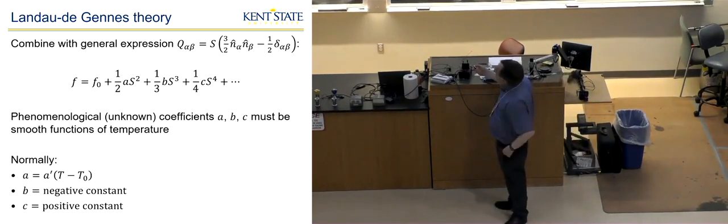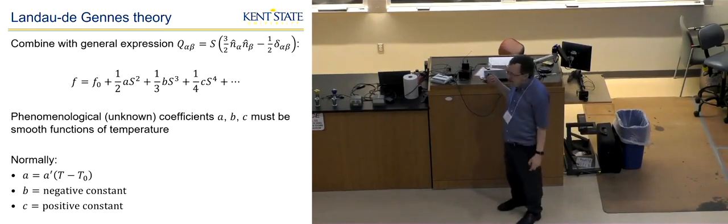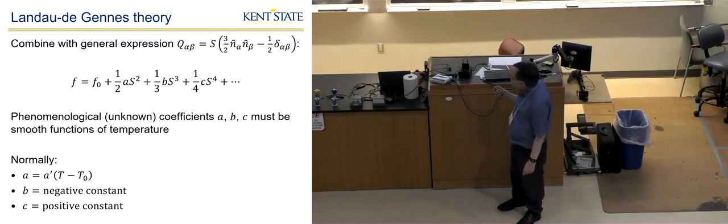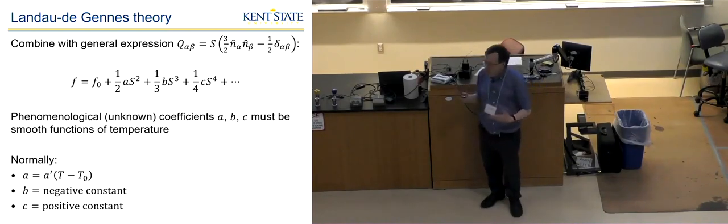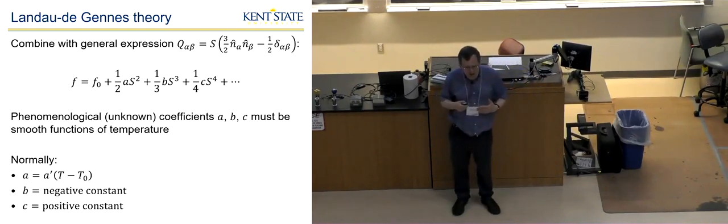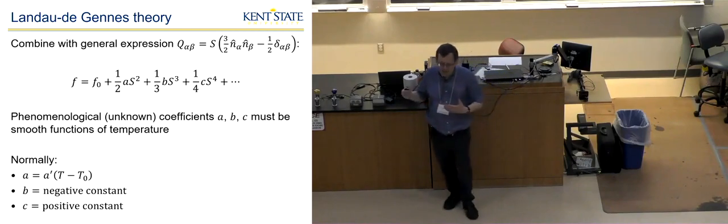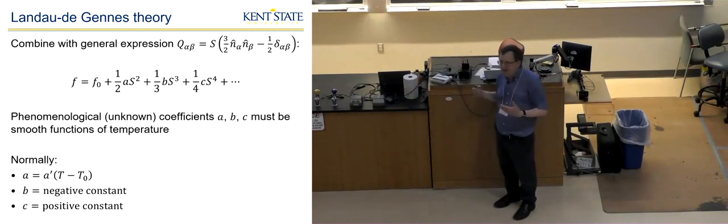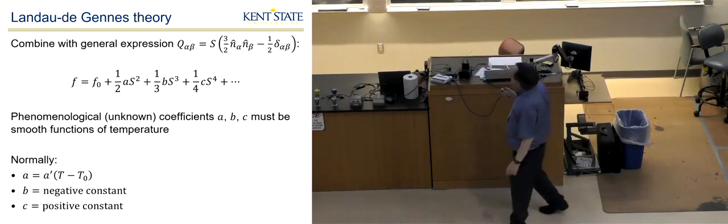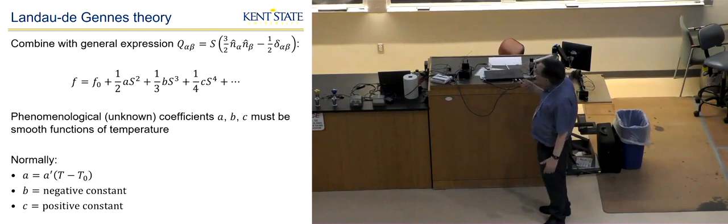What are these coefficients? Well, we don't know. The coefficients are phenomenological, meaning we don't know them in advance, but what can we assume about them? Once again, we want to assume smoothness. We only want smooth things to go into the input of the theory, so that it will limit what not smooth things we can get from the output. So these things must be smooth functions of the temperature.